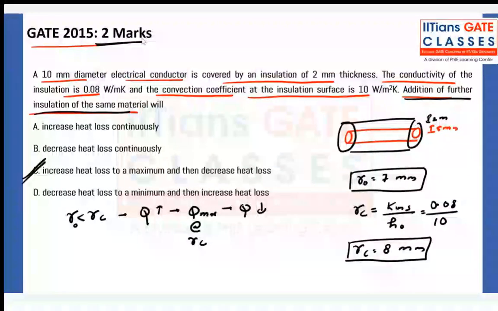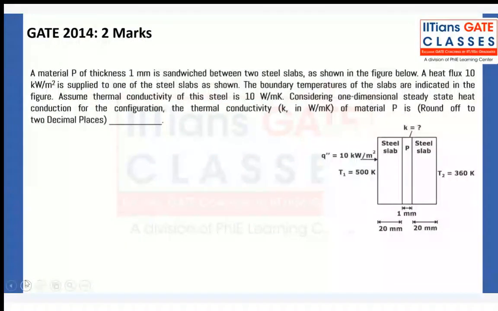Next question says a material P of thickness 1 millimeter. Its thickness is 1 millimeter. Okay, it is sandwiched between two steel slabs. These steel slabs are there. A heat flux of 10 kilowatt per meter square is supplied to one of the steel slabs as shown.